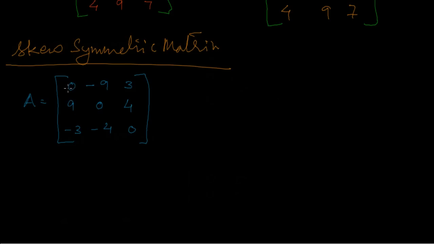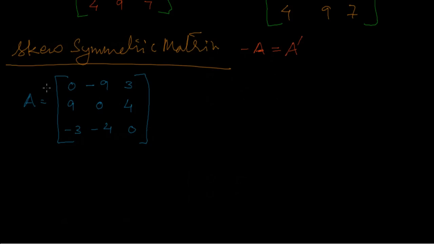In a skew symmetric matrix, the main thing is that the value of the elements of the diagonal is always 0. What is the definition of the skew symmetric matrix? I would like to explain. If the negative of any matrix is equal to the transpose of that matrix, then matrix A is a skew symmetric matrix.